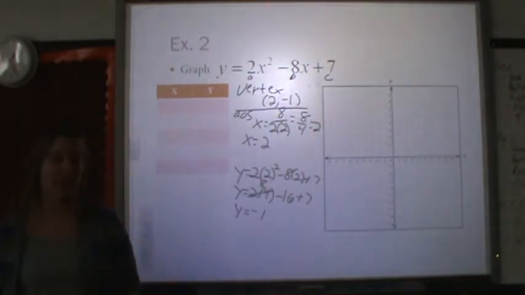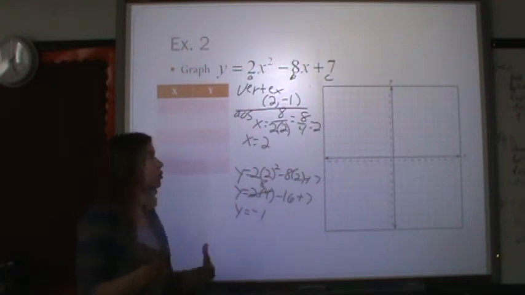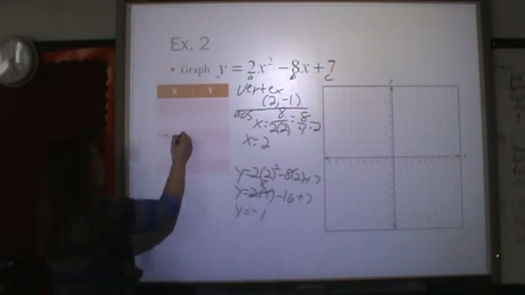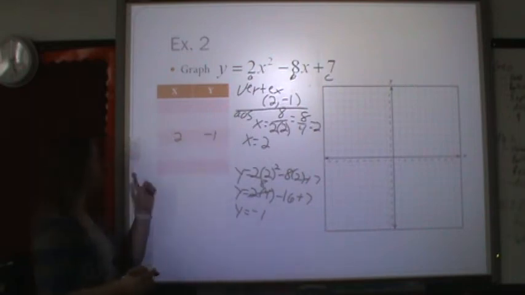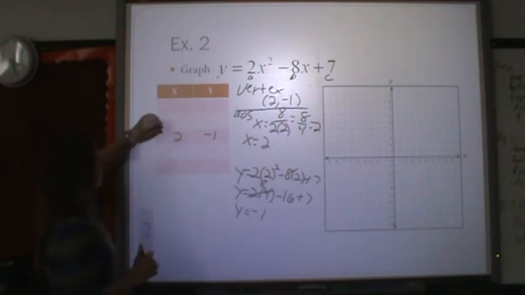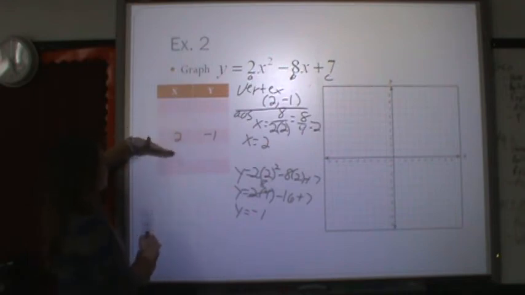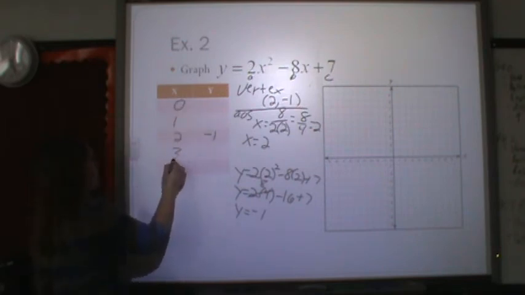Now, why do we have to find that first? Your vertex is that middle point in your parabola. So what we're going to do is take that and put it in the middle of our xy table. So our vertex was at (2, negative 1). And then since a parabola is symmetric, we're going to put the two numbers above and below 2. So the next two below 2 would be 1 and 0, and then above would be 3 and 4.